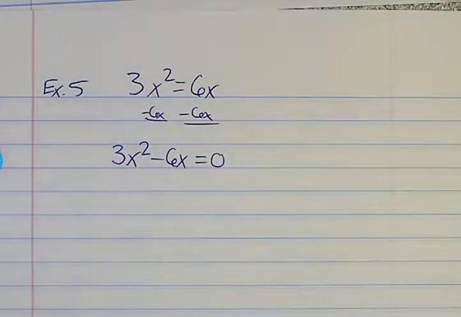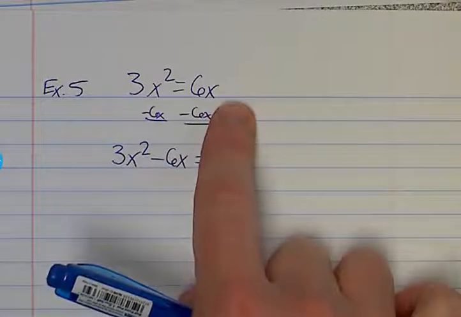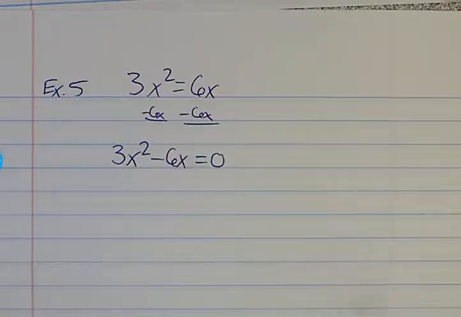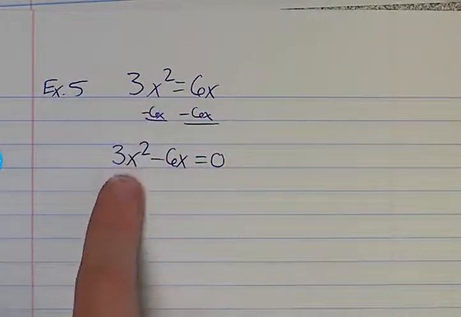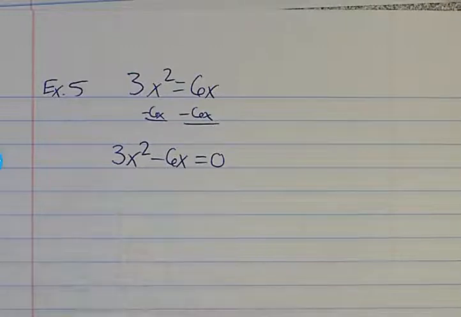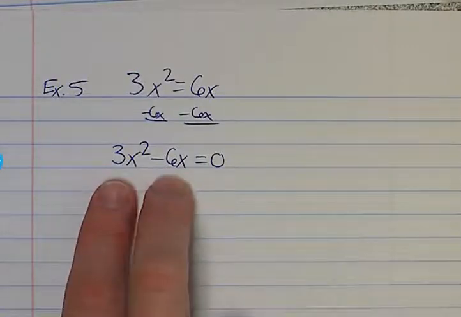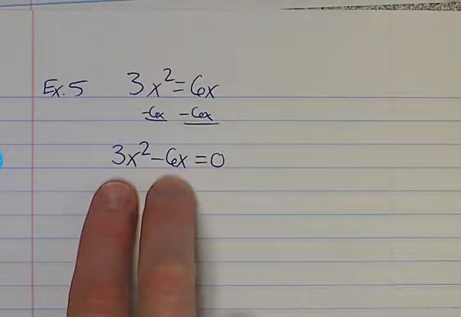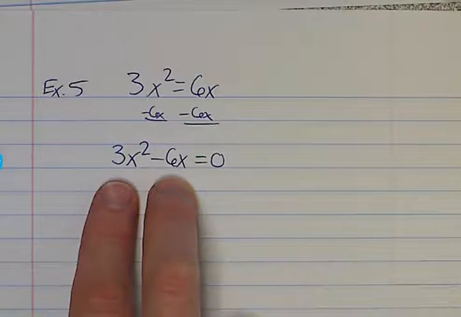Now, somebody may be asking, could we move that 3x squared over here? We could, but most of the time, these problems work better if the x squared term is positive. It just seems to make things work out a little bit better. But you could have moved it to the right side and it still would have been okay. Okay, are those perfect square numbers? They're not, right? So if they're not perfect square numbers, what else can we do?